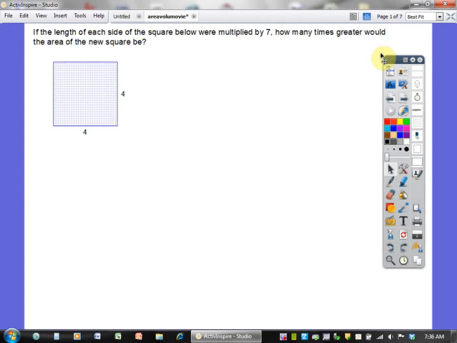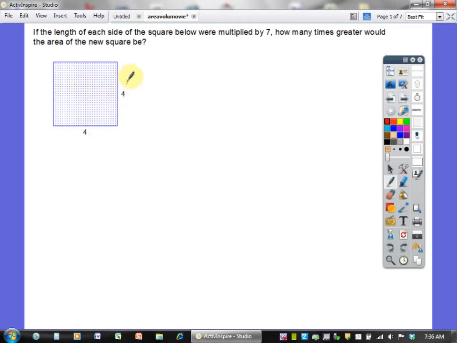If the length of each side of the square below were multiplied by 7, how many times greater would the area of the new square be? What students typically would like to do is just to say, well, the area would simply be 7 times greater than this. Well, first off, let's calculate the area of this square.